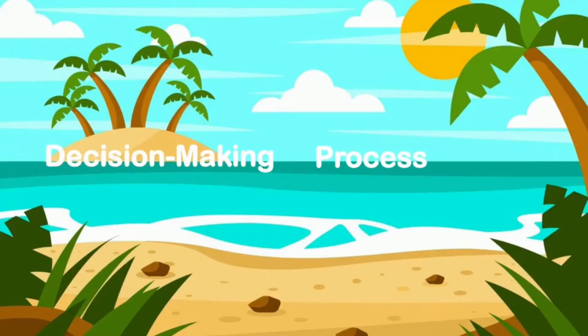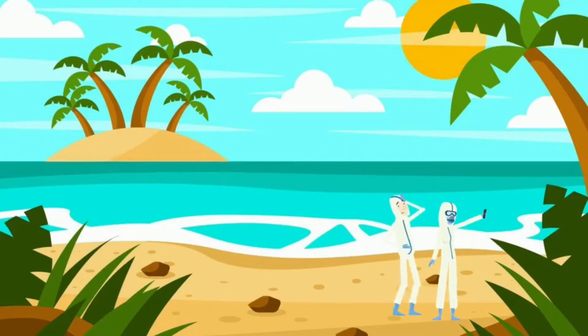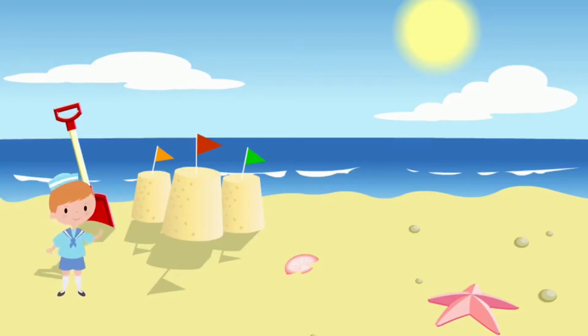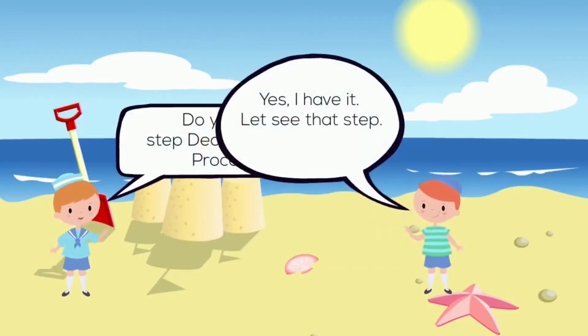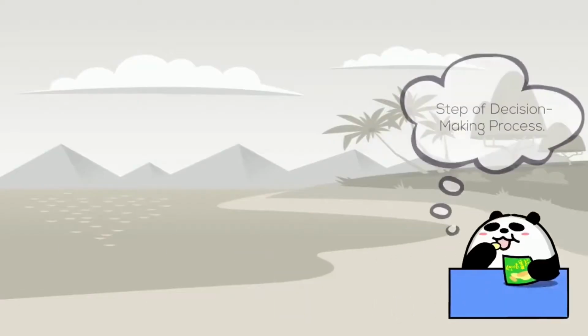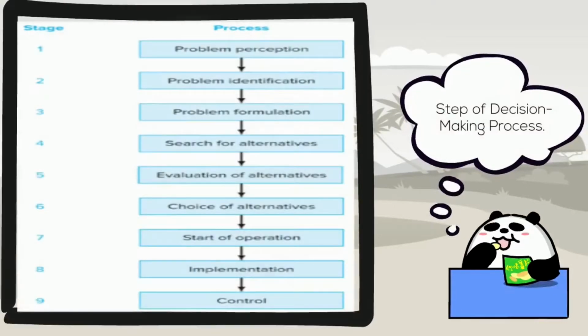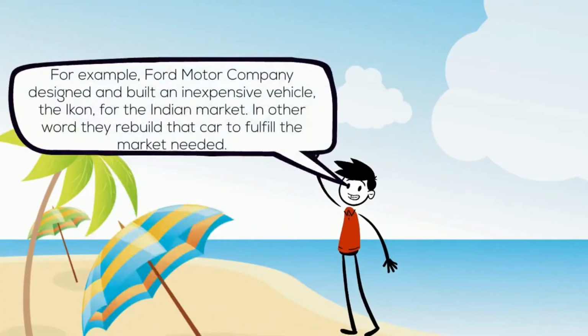Decision making process. Steps of decision making. For example, Ford Motor Company designed and built an affordable vehicle, the Ikon, for the Indian market. In other words, they built that car to fulfill the market need.